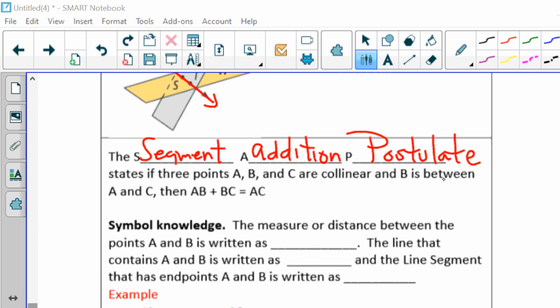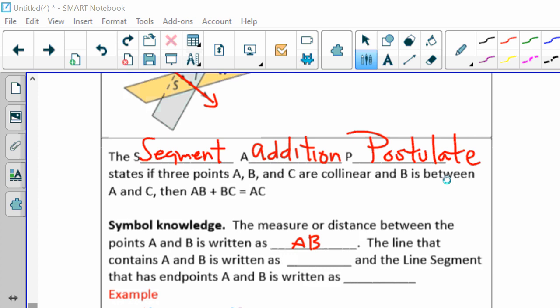The segment addition postulate. It basically states that if you have 3 points, A, B, C, you can look down below there in the drawing, that are collinear, lie on the same line, and B is between them, not necessarily in the middle, it could be, but it doesn't have to be, then the segment A to B plus B to C creates a longer segment that we would call A to C.